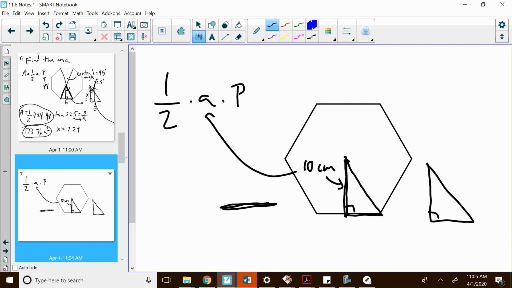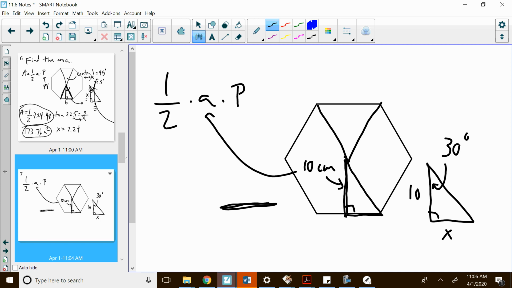All right, that's 10. I want this guy right here because that's going to help me get to the perimeter. I also know this angle right here. How do I know this angle? Well, a full central angle of a hexagon. There's 6 central angles in a hexagon. So 360 divided by 6 is 60. So 60 degrees is a full central angle of a hexagon. So this guy right here would be 30. It's half of a central angle when you draw that right triangle.